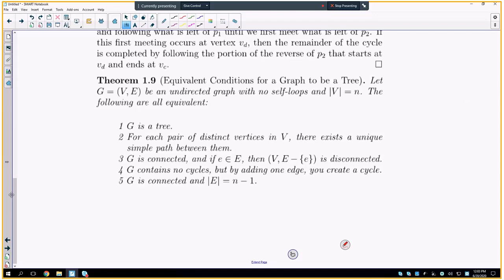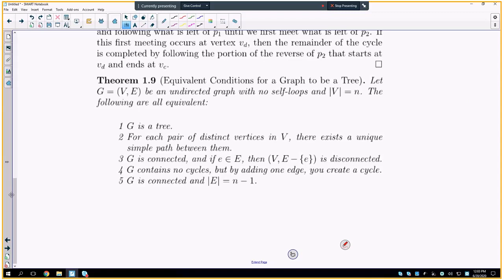But by adding one edge, we will create a cycle. Then, if you know that G contains no cycles, but by adding one edge, you create a cycle, then G is connected and the number of edges in G is n minus 1, the number of vertices minus 1. And finally, if I know that G is connected and the number of edges is one short of the number of vertices, then G must be a tree.